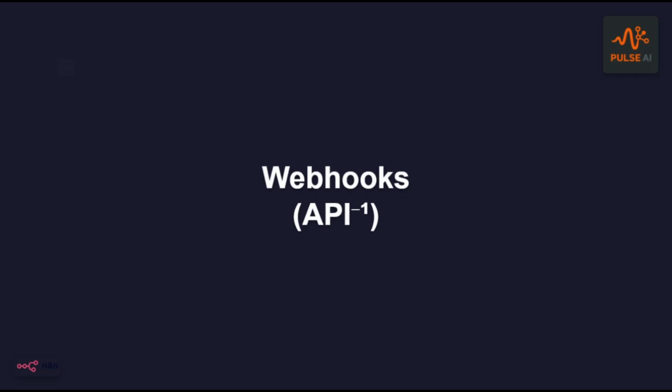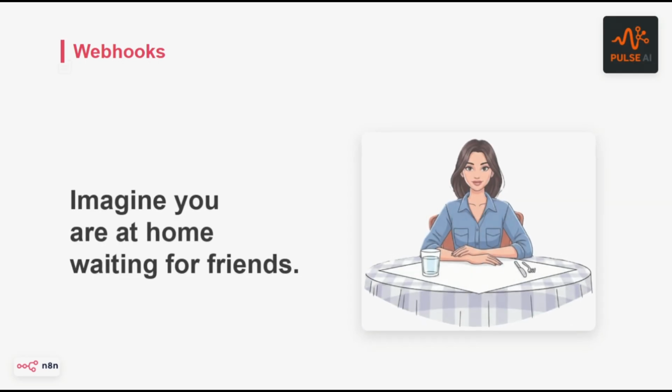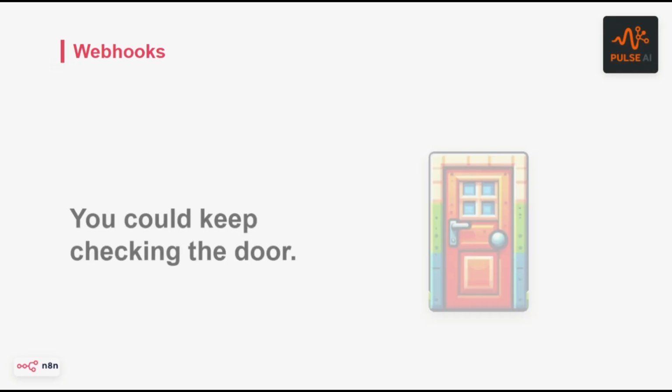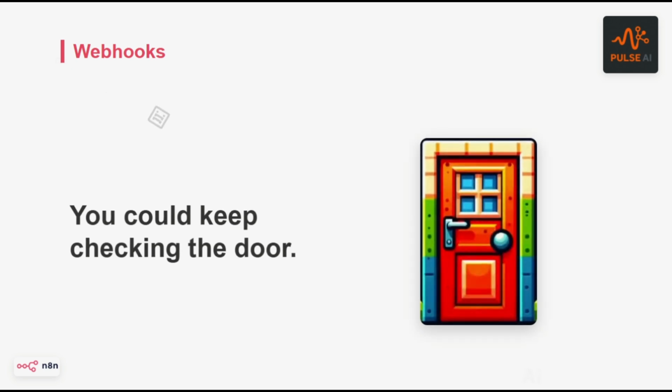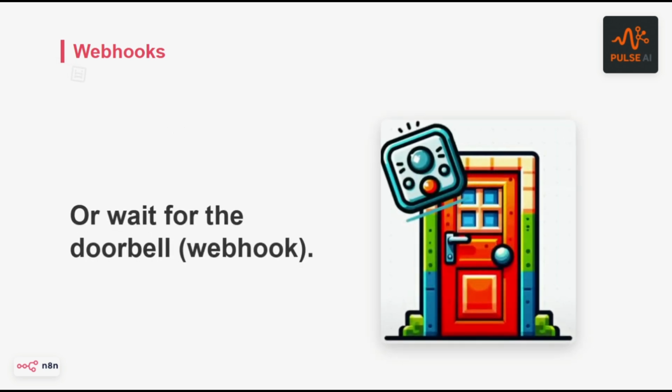Then let's quickly talk about webhooks. Webhooks, or reverse APIs. So imagine you're at home waiting for some friends. You can either go and check the door every few minutes to see if they've arrived, or you can wait for the doorbell to ring. The doorbell in this analogy is a webhook. It is what indicates that something that you are waiting for happened.